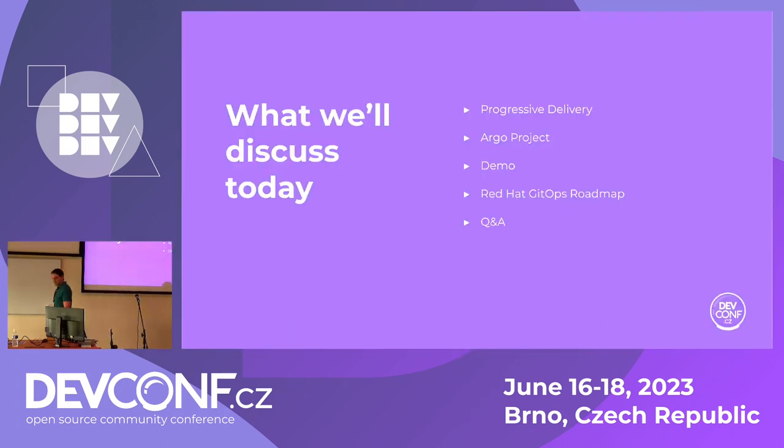Well, the agenda for today is more or less simple. We will review some basics around progressive delivery and the Argo project, and then David will give us a demo. It's a real life demo. Okay, cross the fingers. And we will review the Red Hat OpenShift GitOps roadmap. For us, it's not a spoiler, but it's Argo CD. And then we will have the Q&A, okay?